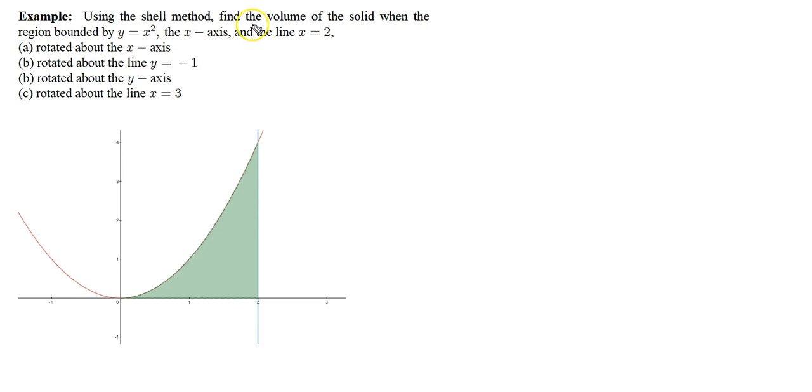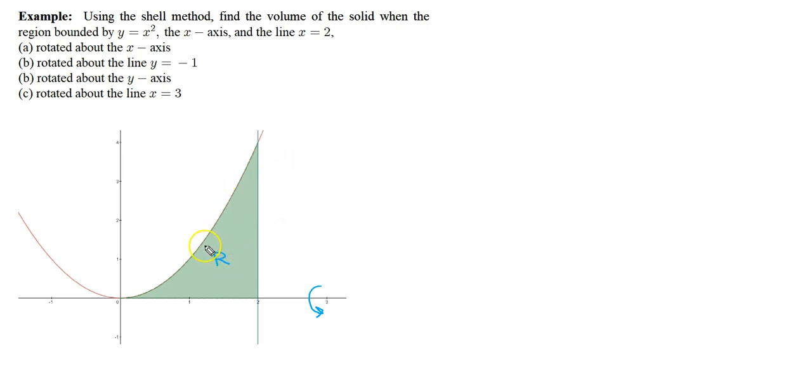So here we want to use the shell method to find the volume of the solid when this region bounded by y equals x squared, the x-axis, and the line x equals 2 is rotated around the x-axis, the line y equals -1, the y-axis, and then the line x equals 3. So let's start with rotation around the x-axis first. So we're going to rotate around this axis. Now the region is this region right here, R.